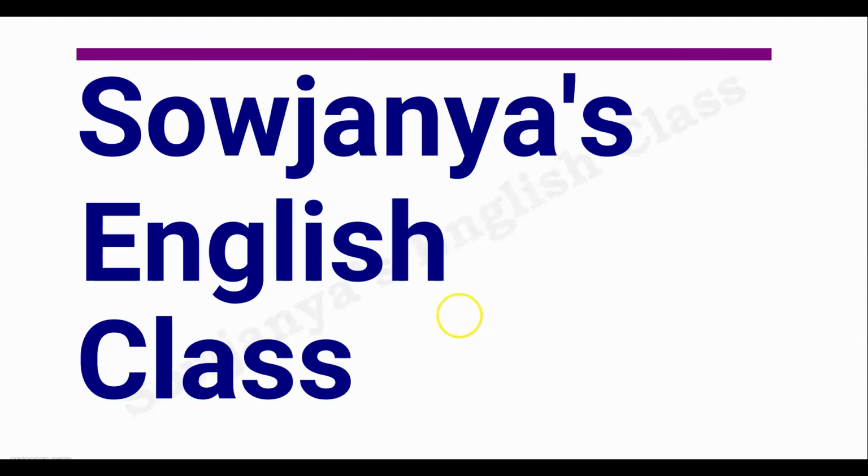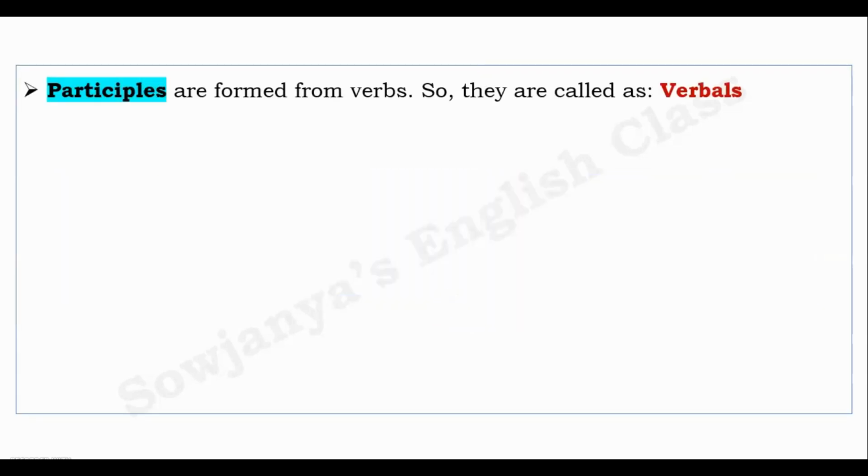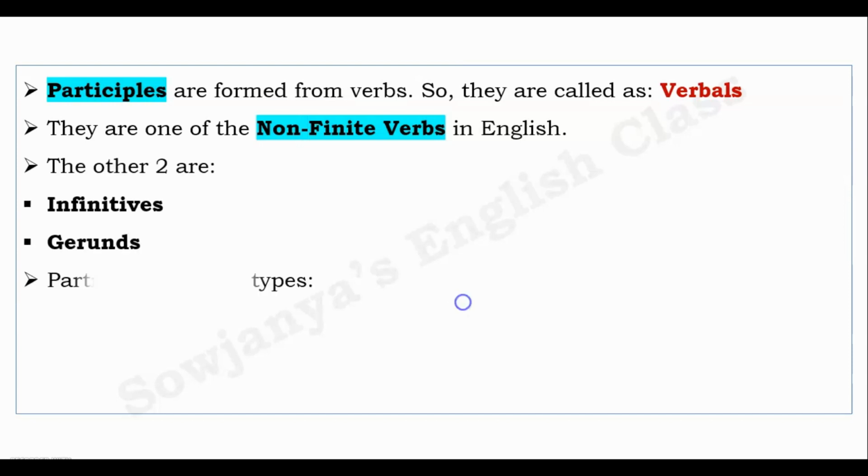And in our today's class, we are going to learn about participles. Participles are formed from verbs, so they are also called verbals. Verbals, in the sense which are formed from verbs. They are one of the non-finite verbs in English. You might have heard this, non-finite verbs. We have two types of verbs, finite and non-finite, and participles are one of the non-finite verbs in English. The other two non-finite verbs are infinitives and gerunds.